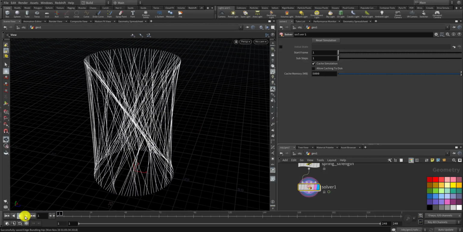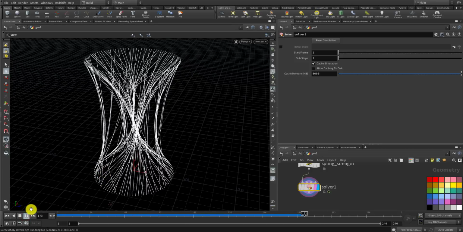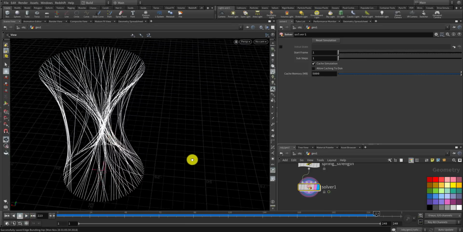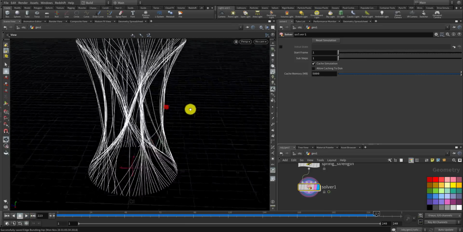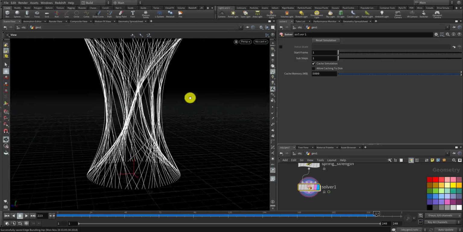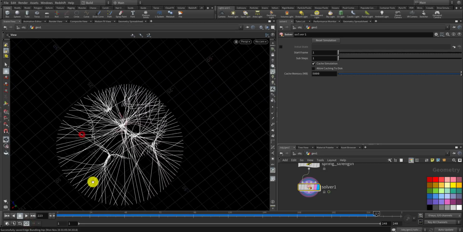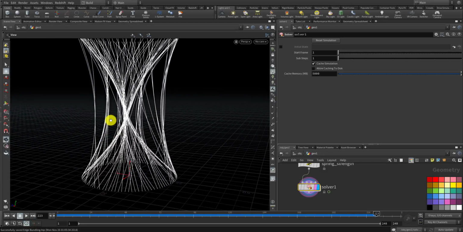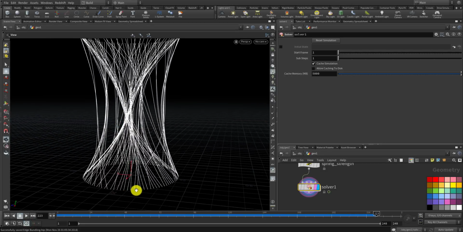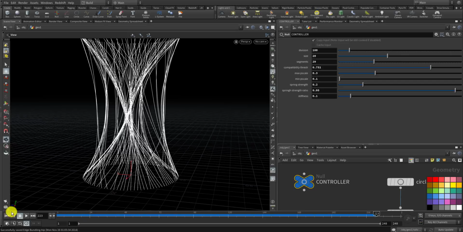Let's see if I play it, and you can already see that the edges are bundling together like this. Pretty cool. Now let's try to change some parameters to see the differences.